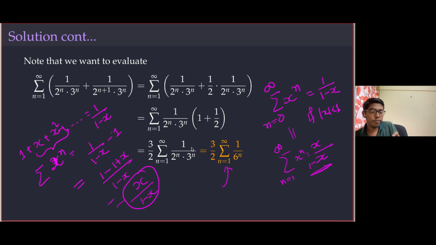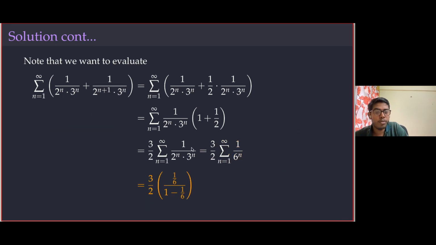And therefore we will apply the same here. So x is 1 by 6, so x by 1 minus x. And what is this? You just need to simplify. This equals 3 by 10, and therefore the sum of this series is 3 upon 10.